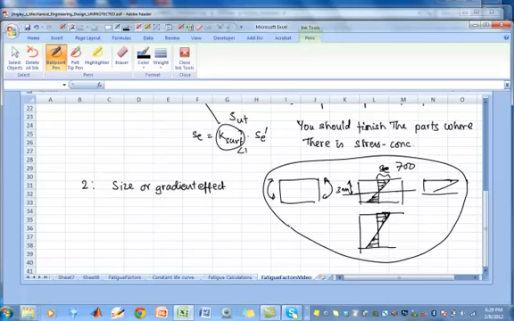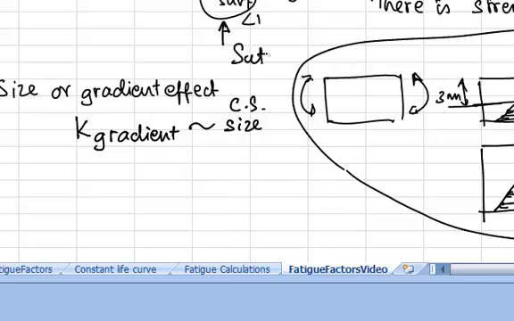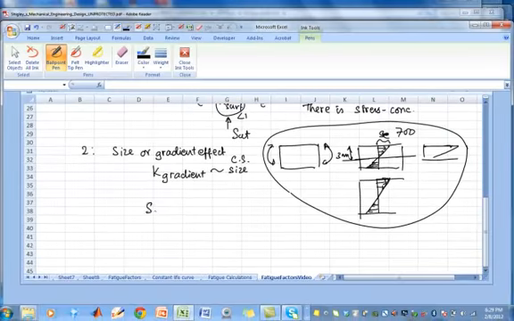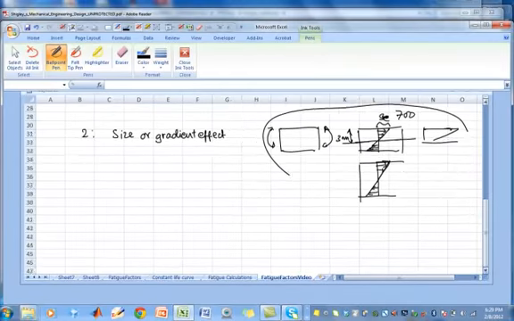Or the gradient effect. Okay, so this one is called K gradient. It doesn't depend upon the material properties, it's only a function of size, cross-sectional size. K surface depends upon SUT, I told you, ultimate tensile strength, and surface finish. This is the second effect. So now we have changed the original one. We now have K gradient, K surface. Very good. Then the third thing is called the load effect.